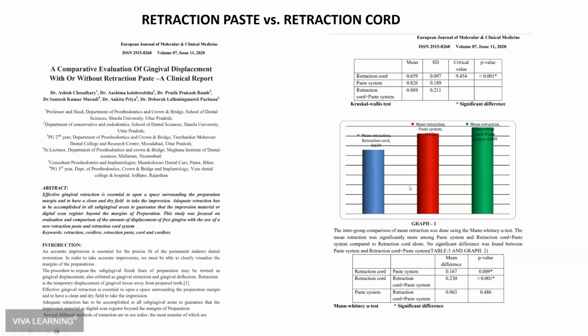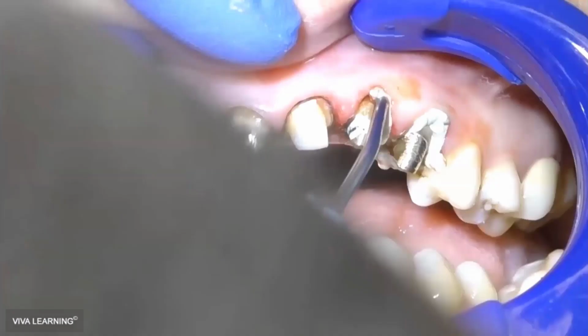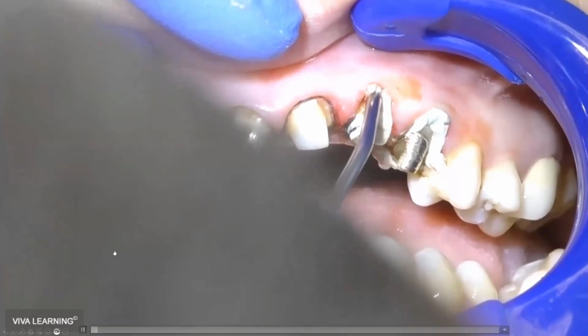It will give you better hemostasis, it will dry the field, and it will keep the sulcus open for a much longer period of time, between 5 and 7 minutes, compared with only 30 seconds of the double cord technique. Let me show you how you use this material.